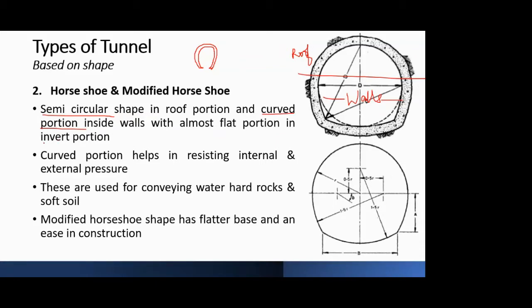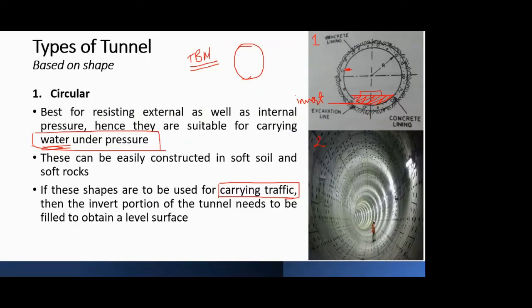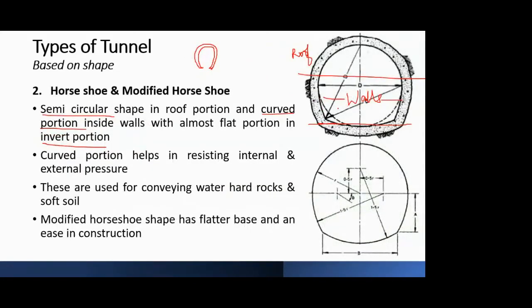And then talking about the invert, now you know what an invert is. It is the bottommost level of your tunnel. So that invert is almost flat, okay, as compared to your circular, where you have an arc shape invert. Contrary to that, in this horseshoe shaped tunnel, you have almost flat invert. Okay, I'm using the word almost because it's not exactly flat. You have some curve in this also, but the extent of that curve is less. Okay, so you require less filling to make it flat as compared to the circular tunnel.